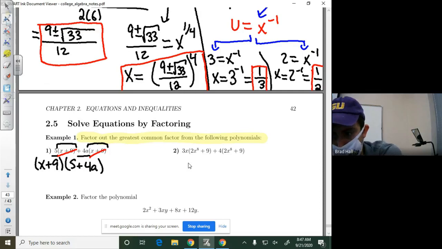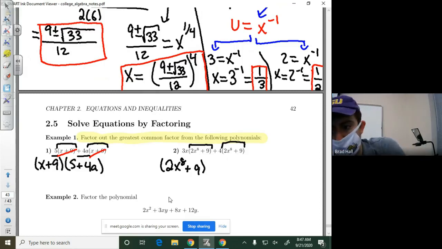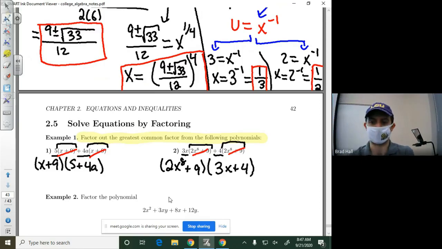And the next part is very similar. They tell us the common factor already. So we would factor out that 2x to the 8 plus 9. Once we factor that out, what's left over? Well, 3x plus 4. Again, that's all you have to do for those problems. So hopefully, so far, so good.